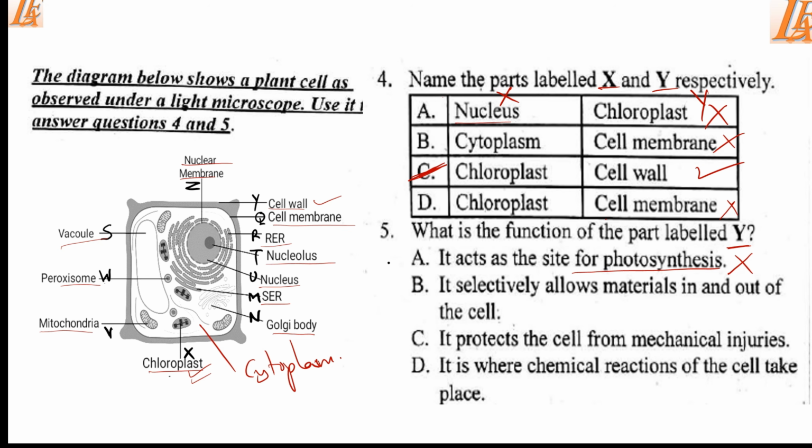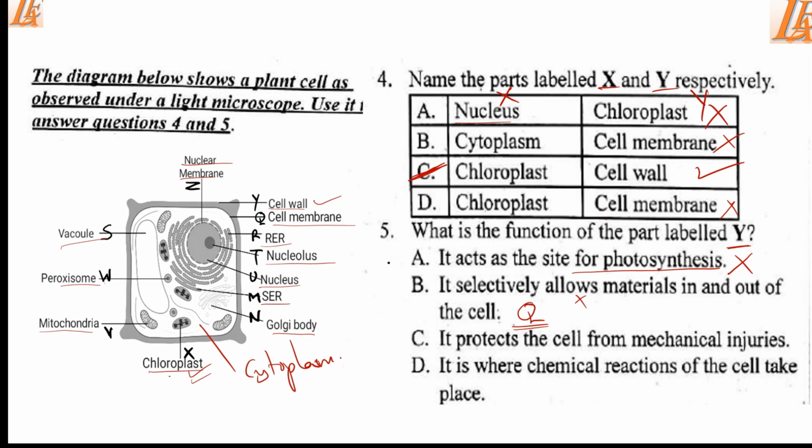Then B, it selectively allows materials in and out of the cell. This one is also wrong. It's not the function of Y, which is a cell wall. This selectively allowing materials to move in and out of the cell is for the part labeled Q, which is a cell membrane. So this is also wrong.